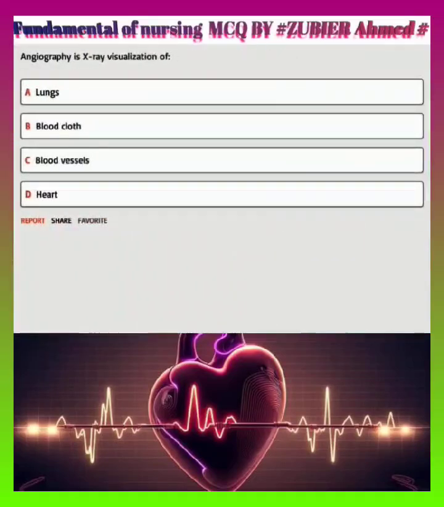Angiography is X-ray visualization of A. Lungs. B. Blood clot. C. Blood vessels. D. Heart. Please answer me in the comment box.